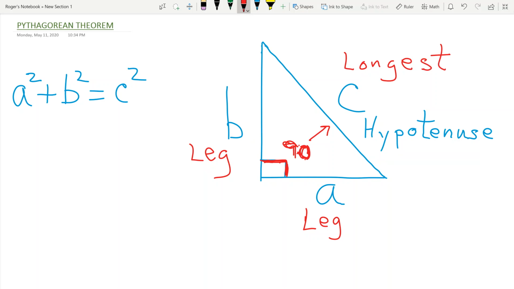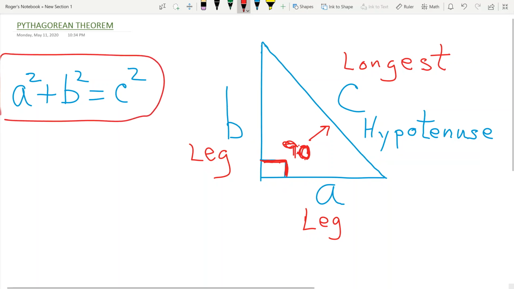The Pythagorean theorem is a very simple relationship. It says that the sum of the squares of the two legs is equal to the square of the hypotenuse. A squared plus b squared equals c squared. This is the Pythagorean theorem. So the hypotenuse squared is equal to the sum of the squares of the two legs. So a squared plus b squared equals c squared.